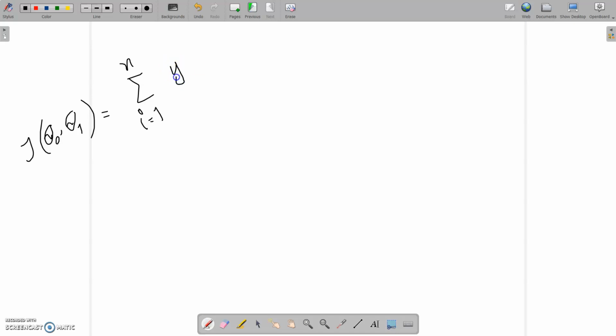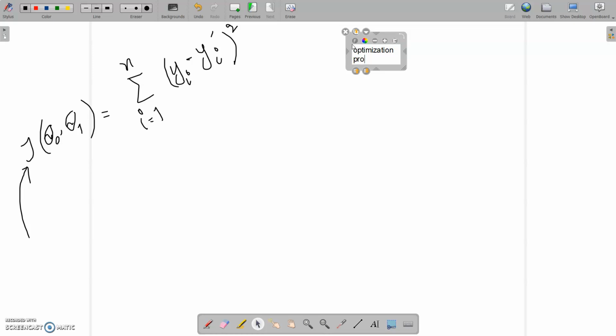For each value, I have y_i. I have calculated the predicted value y_i prime. I have taken the residual and the square of the residual. So this is our cost function. We want to minimize it. We want to find certain values of theta 0 and theta 1 for which I have the minimum value of this function. These are called optimization problems. There are many different approaches to optimize something.